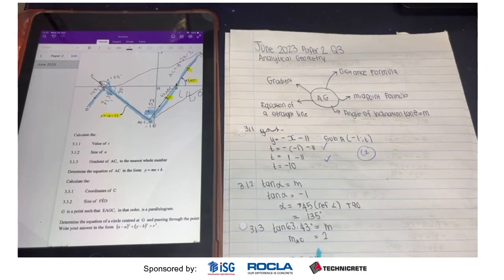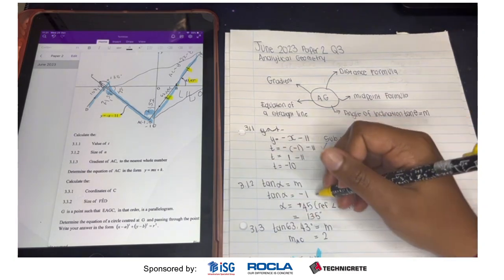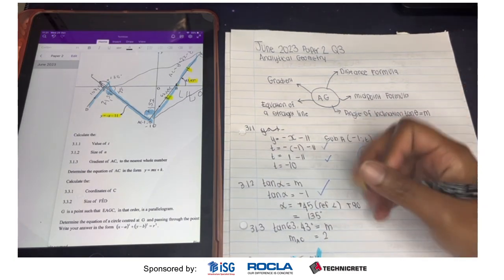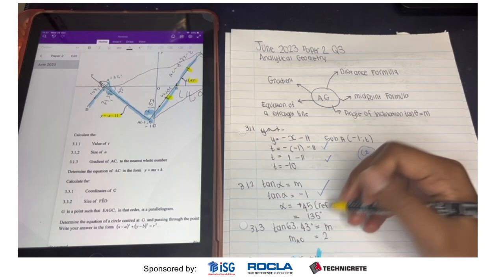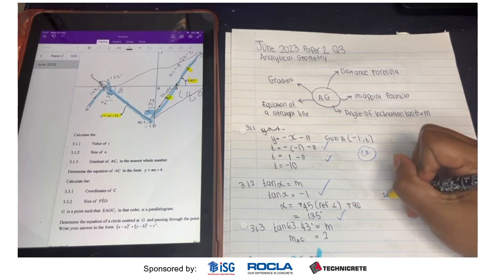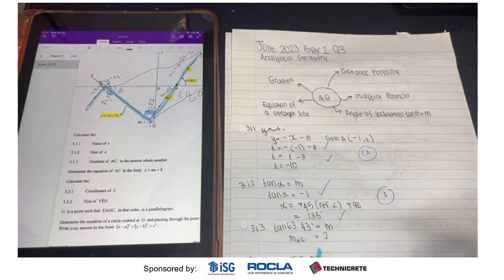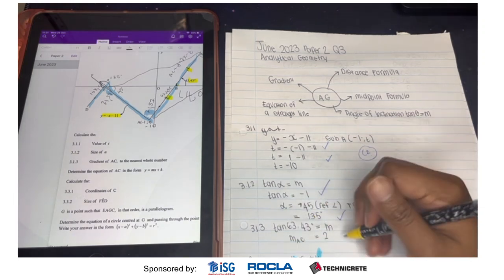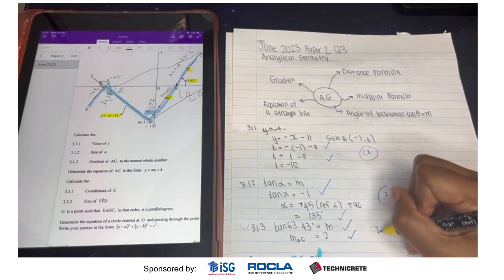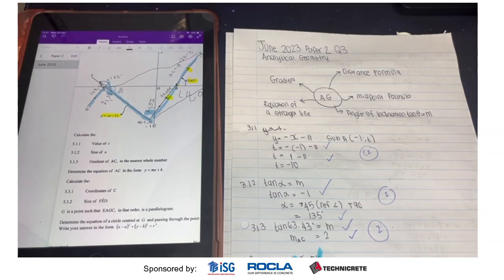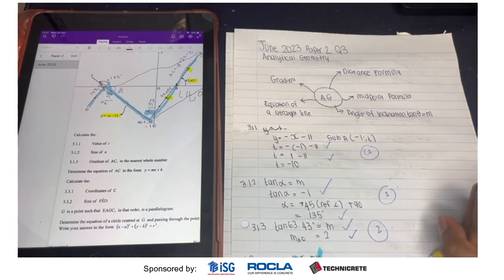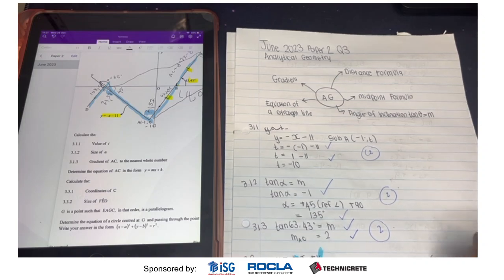Next, we had to find the size of alpha. Here you had to know the equation of inclination, that was 1 mark, and a mark for knowing you had to add 90, which is 135. The next one was finding the gradient. Knowing tan of that angle is equal to the gradient, and your answer, 2 marks. The next one was finding the equation of AC. Also 2 marks: substituting the m, and substituting A was 1 mark, and for your equation was 2 marks.